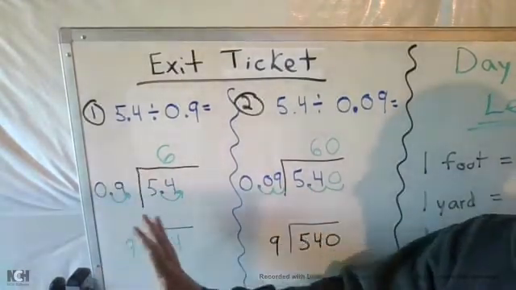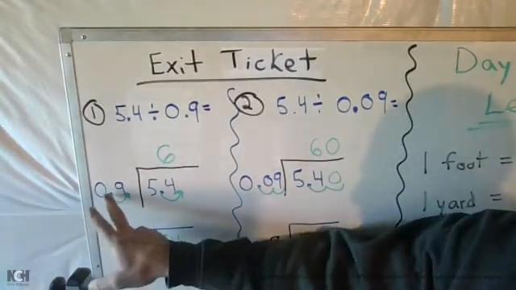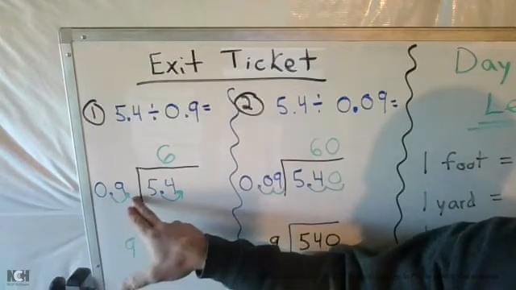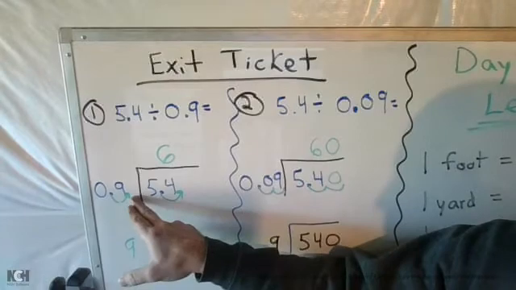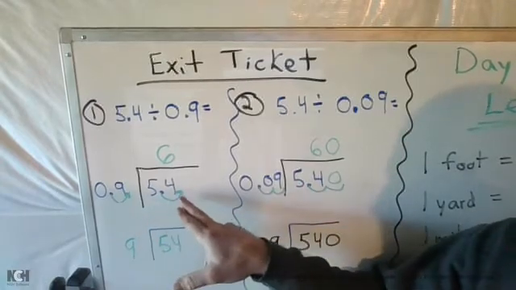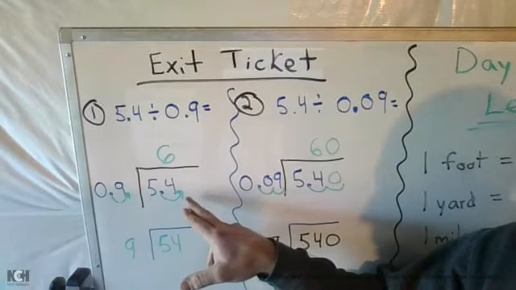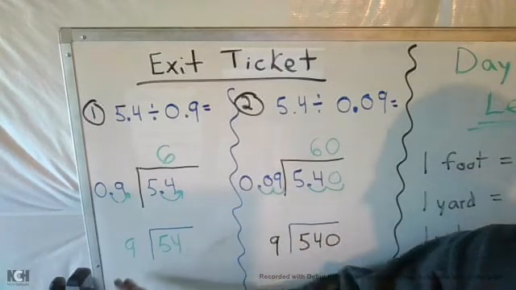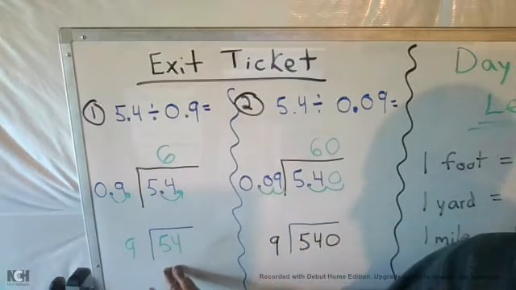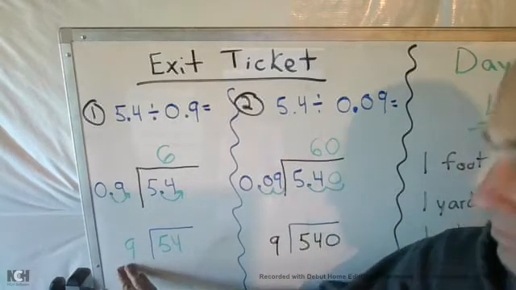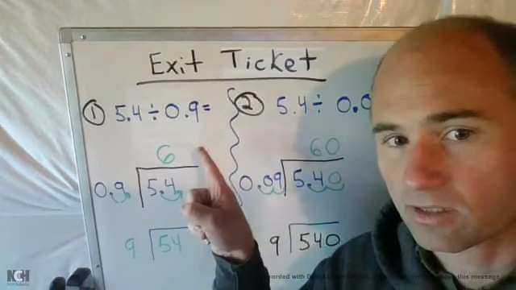So when we're dividing this, we notice there's one shift we're going to make here. If we're making one shift to remove the decimal, then we're going to make one shift by what we're dividing it into. Therefore, it makes the problem 54 divided by 9, which then gives you the answer of 6.